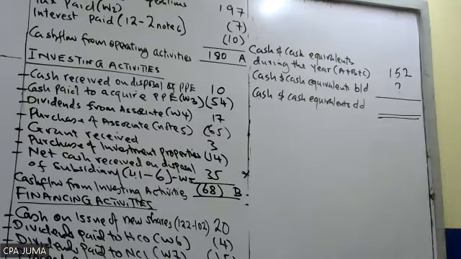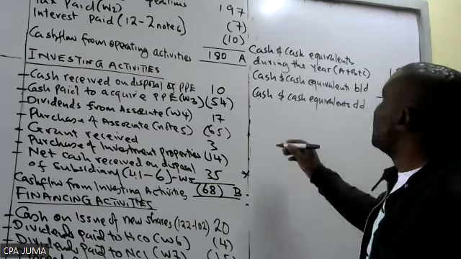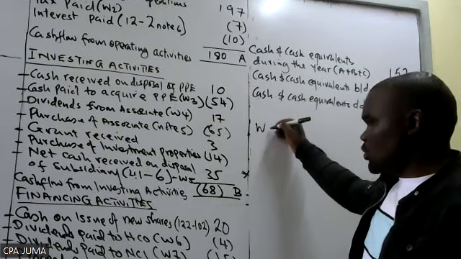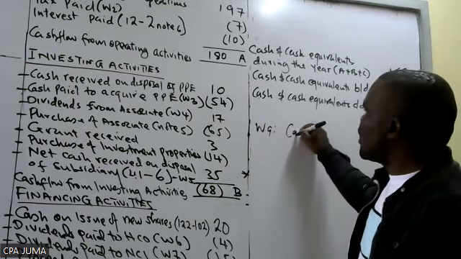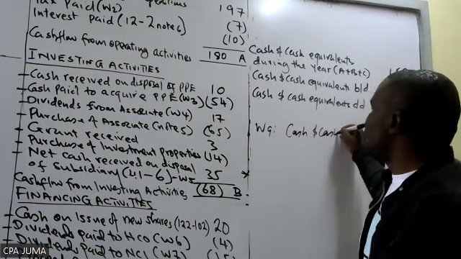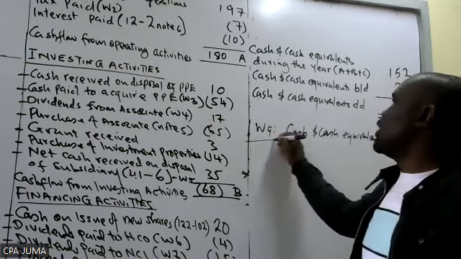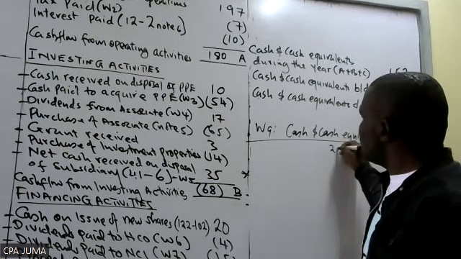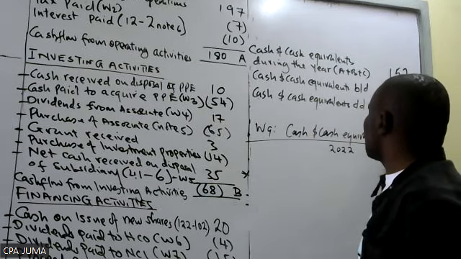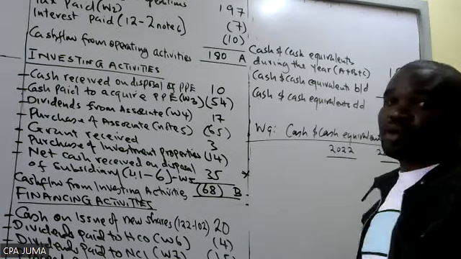So maybe let me say that's our last working. Let's call it working nine. Cash and cash equivalents, 2022, 2021. Have it that way.